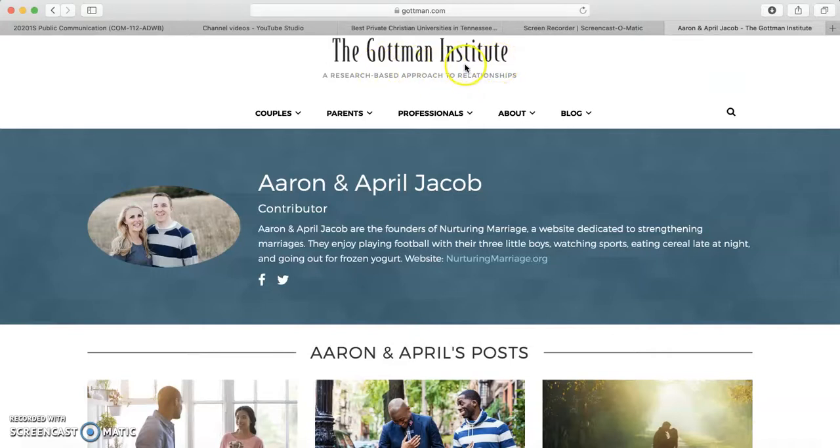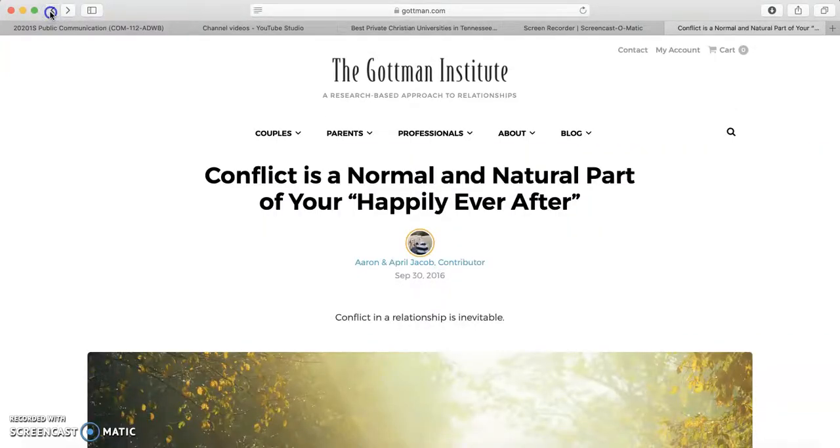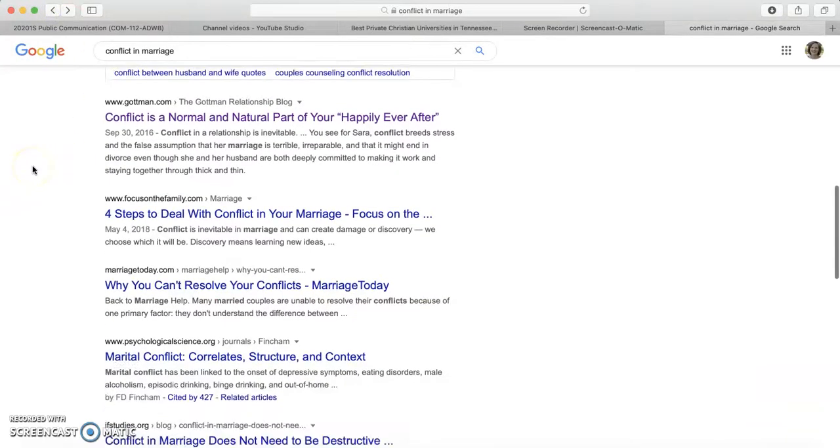It is the Gottman Institute, a research-based approach to relationships. They're actually the leading researchers and counselors for conflict in marriage. The Gottmans pioneered the field of conflict resolution in marriage. They are able to predict divorce in marriage by viewing a couple's interaction with like a 97% success rate. So this will be a rarity that you will be able to just go ahead and know that they're experts on the topic, but because of the source, we do know that.